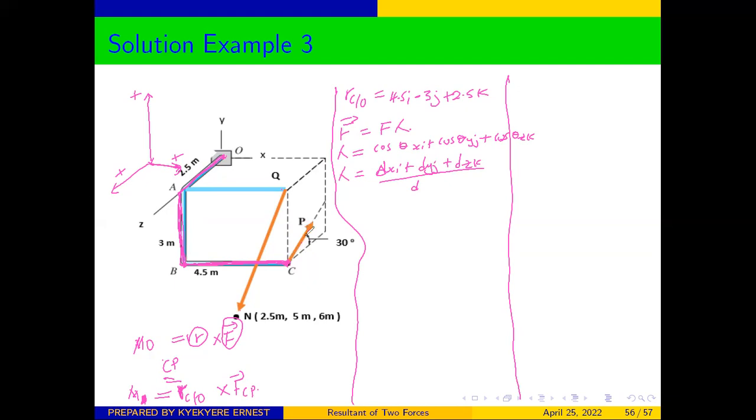We have been given the direction of the force in angles. So it means that in this case, we are going to use this formula here to determine our direction cosine. And you can see that this force is only resolved in the Y and in the Z axis.